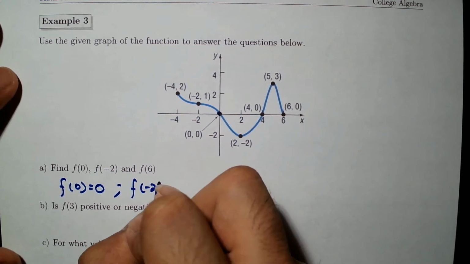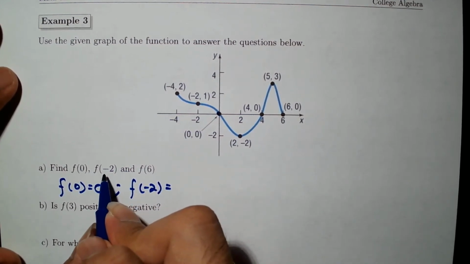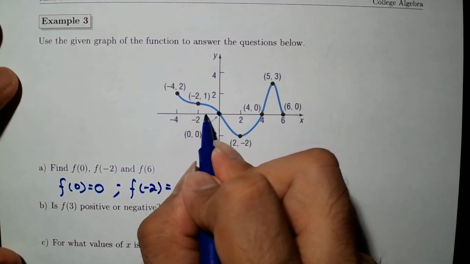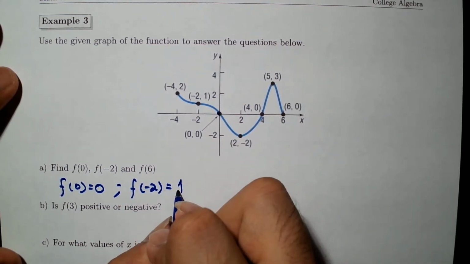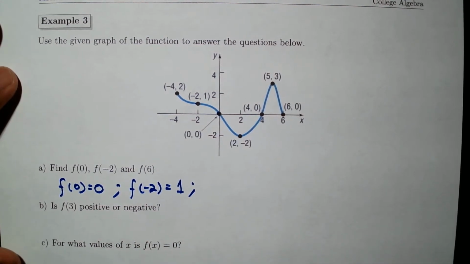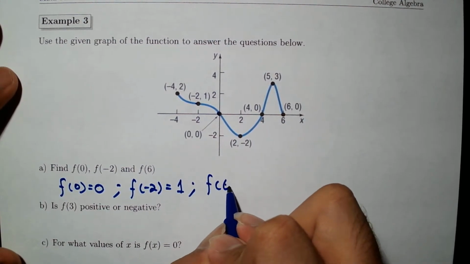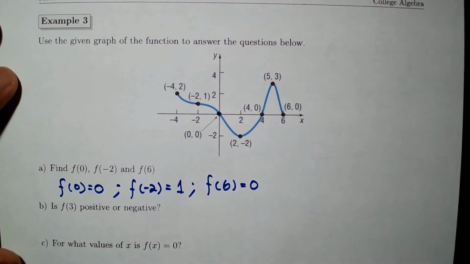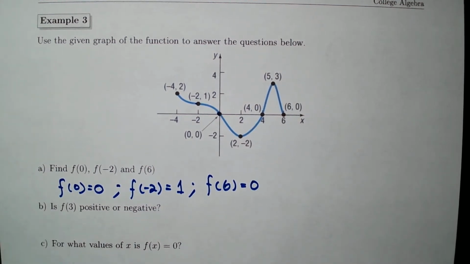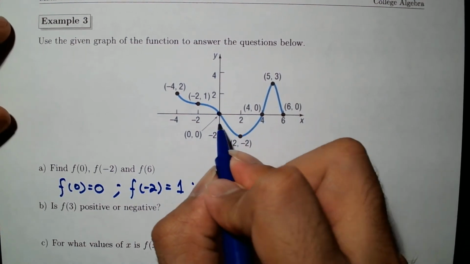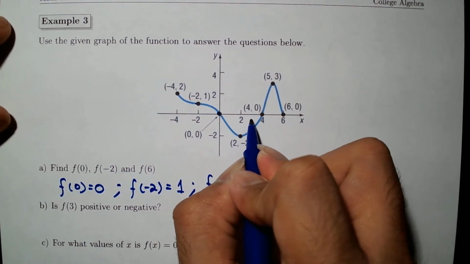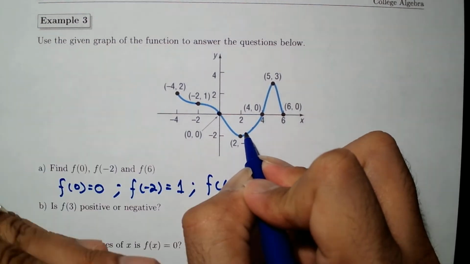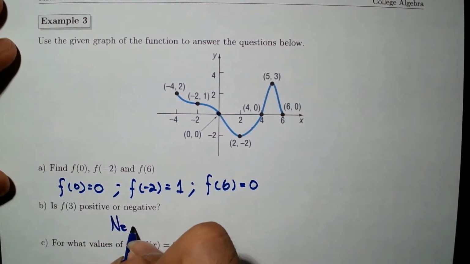f of negative 2. In other words, what is the y value when x equals negative 2? I'm going to go to negative 2 and look for the corresponding value, which is 1. f of 6 is asking what is the y value when x equals 6. In this case, 0. Now the question is, is f of 3 positive or negative? Let's look at f of 3. f of 3 is somewhere here, and it's below the x-axis, so it's negative.